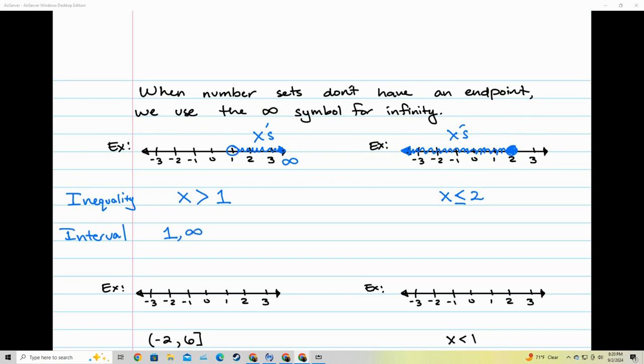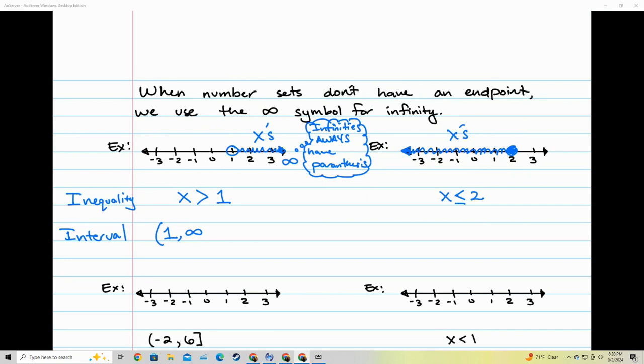Hey, let's put a thought bubble on this. I want you to write that infinities always have parentheses. Always. If you use an infinity symbol for interval notation, then you have to use a parentheses, okay? So let's see. Is the 1 part of your set? The answer is no, it's not part of your set. Therefore, we're going to go ahead and put it in parentheses.